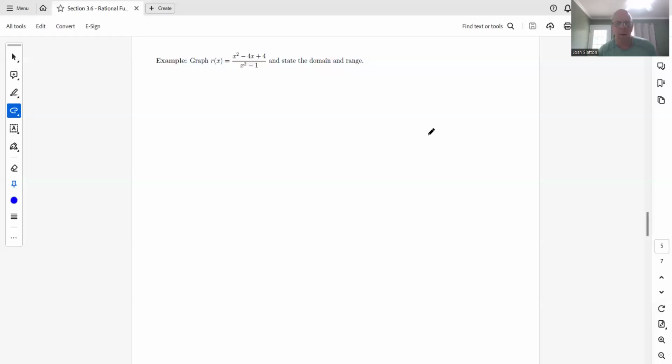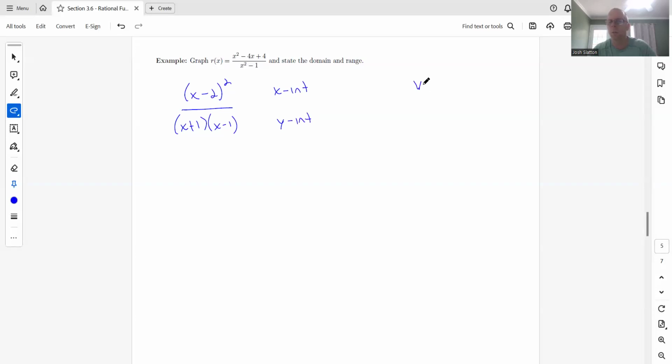All right, so let's look at a couple more examples here. More of the same as what we did on the last one. So we have x squared minus 4x plus 4 over x squared minus 1. We're just going to do the same steps. So the first step is always to factor the numerator, factor the denominator. In this case, we have x minus 2 squared, and on the bottom we have x plus 1, x minus 1. And then we're going to find the x-intercept, the y-intercept.